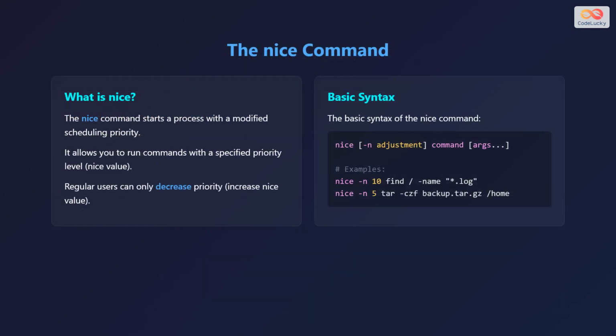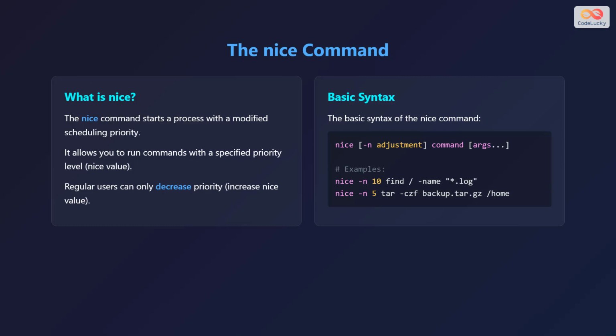The nice command starts a process with a modified scheduling priority. It allows you to run commands with a specified priority level, known as the nice value. Regular users can only decrease the priority, meaning they can only increase the nice value.